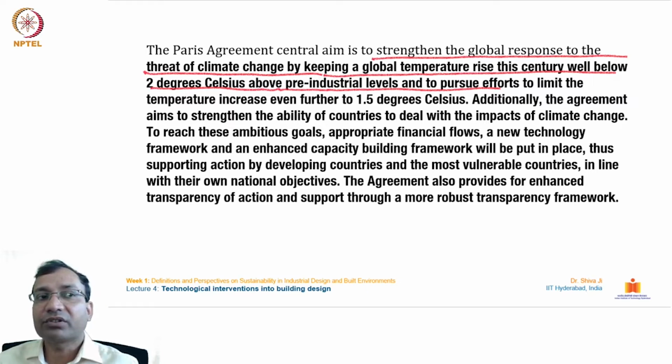To reach these ambitious goals, appropriate financial flows, a new technology framework, and an enhanced capacity building framework will be put in place, thus supporting action by developing countries and the most vulnerable countries in line with their own national objectives. The agreement also provides for enhanced transparency of action and support through a more robust transparency framework.